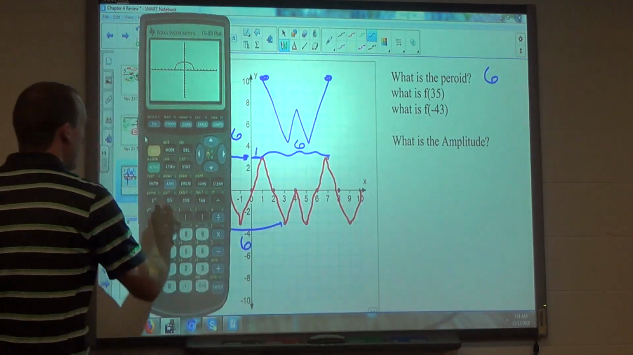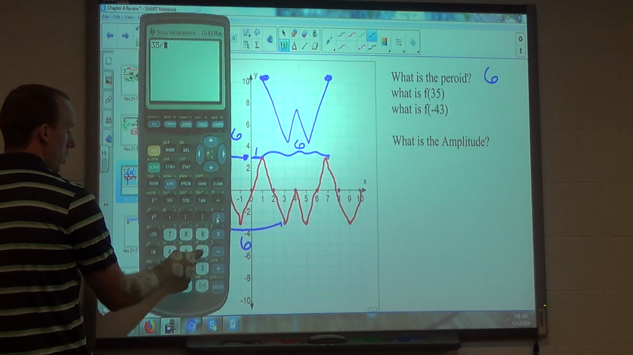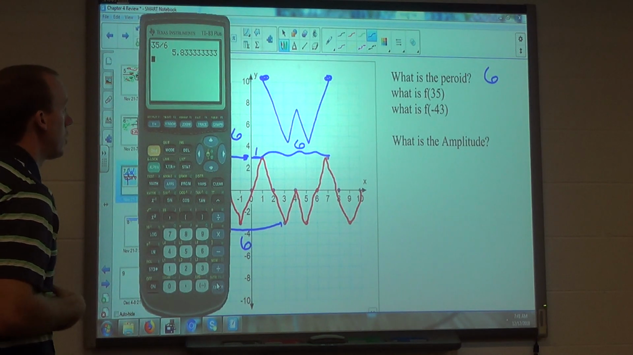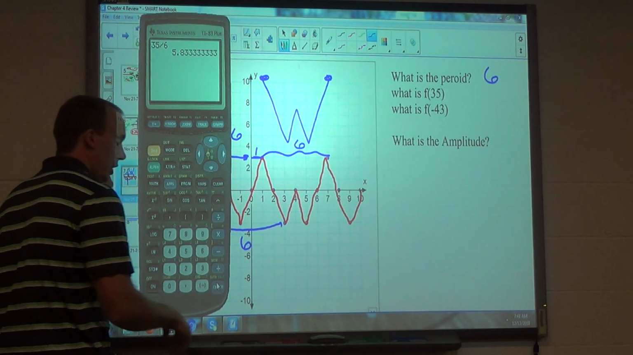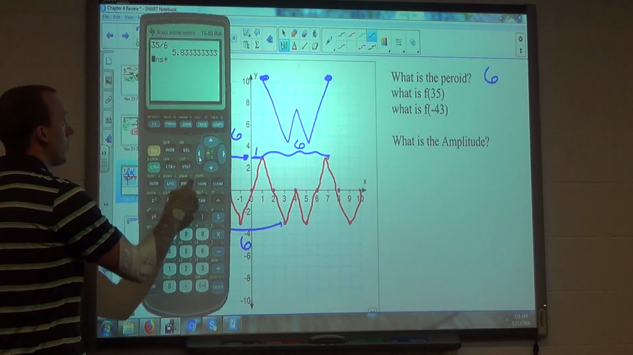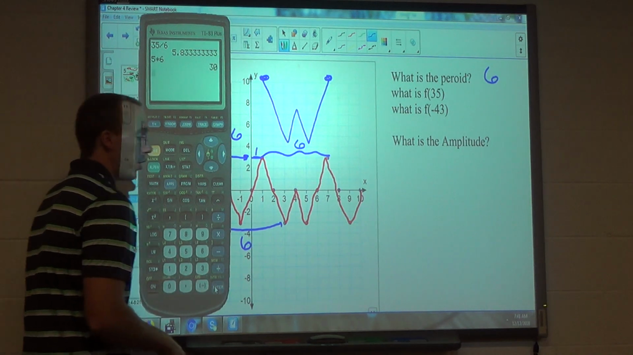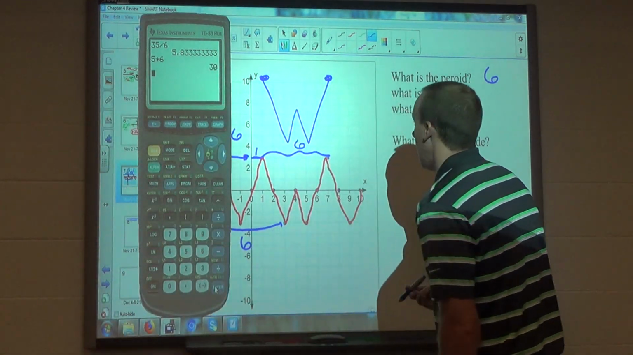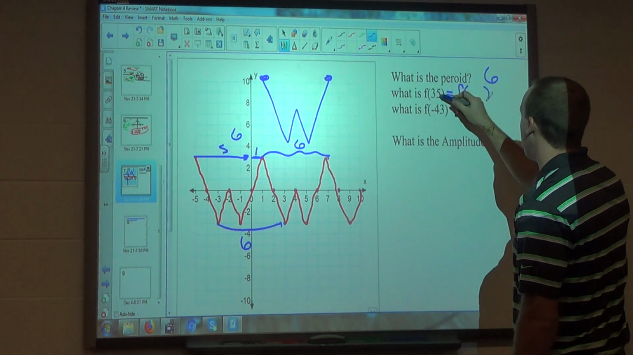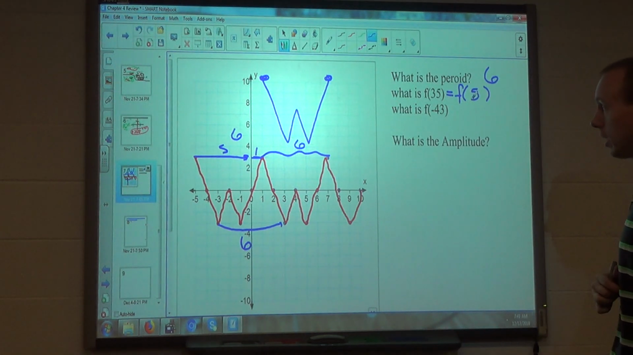So how many groups of 6 would go into 35? Okay, so 35 divided by groups of 6, I have 5 total groups. So take 5 full groups times 6, puts me to 30. So how many left over would I have if I was at 30 and I'm trying to get to 35? I have 5 left over. So it doesn't go in there fully, completely.